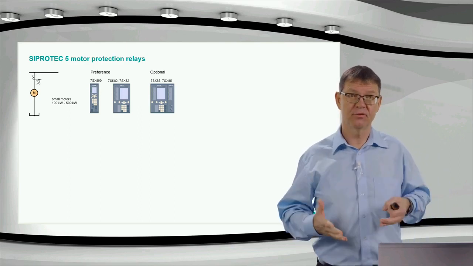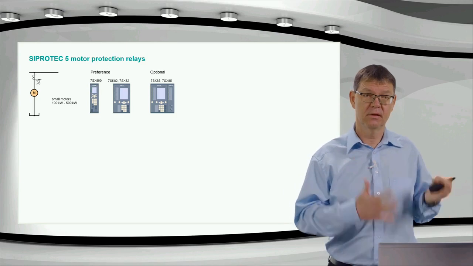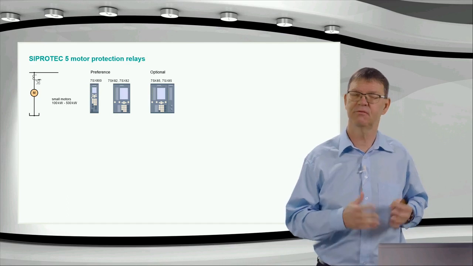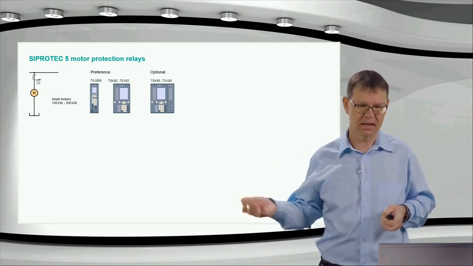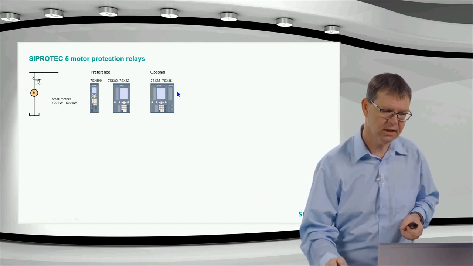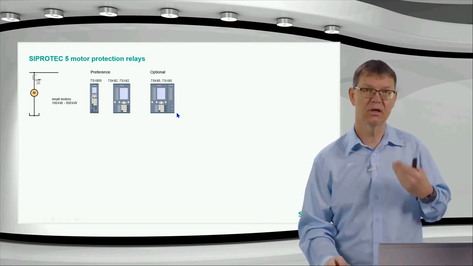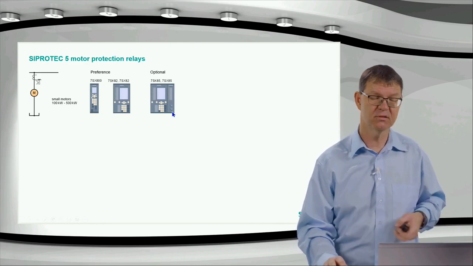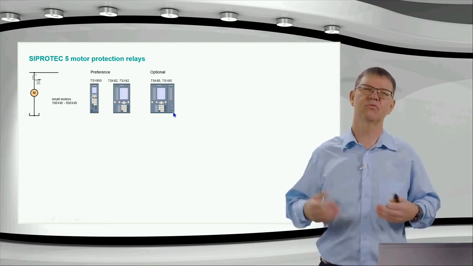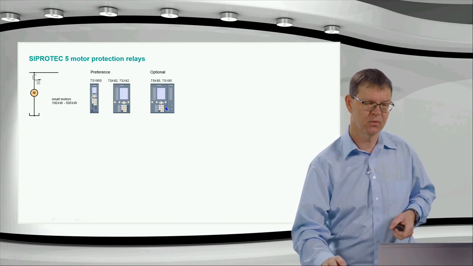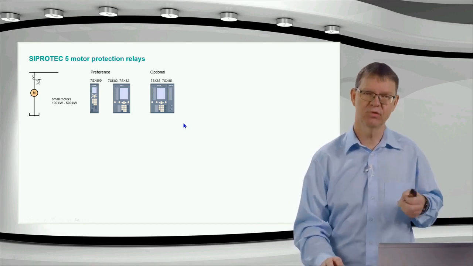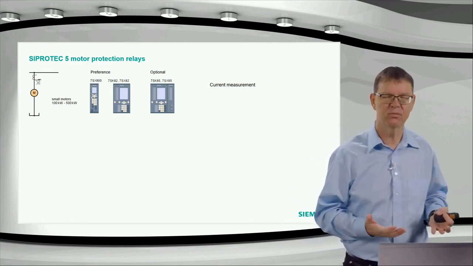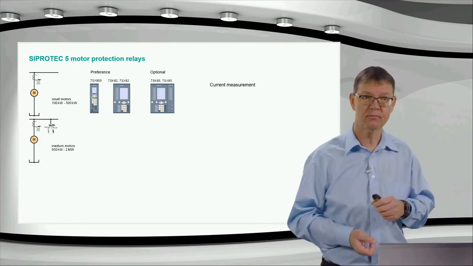7UM85. The difference between these and the 82 series is that these belong to the classical SIPROTEC 5 devices, so they are expandable. I can add hardware, as you can see here. There's one more hardware module added, and with this additional hardware, I have also other options for the front panels. For example, here we have key switches. So if you want to control and protect in one device, with this expansion module, you get key switches if you like. Okay, this is for, let's say, the simple application where we have just the current measurement.